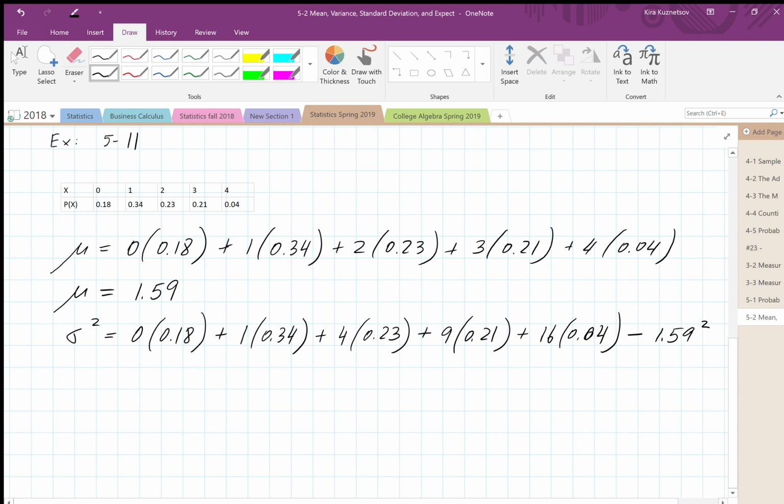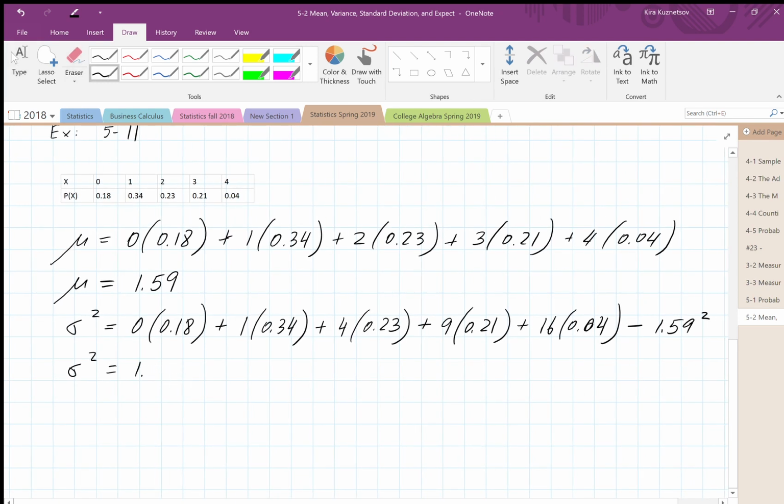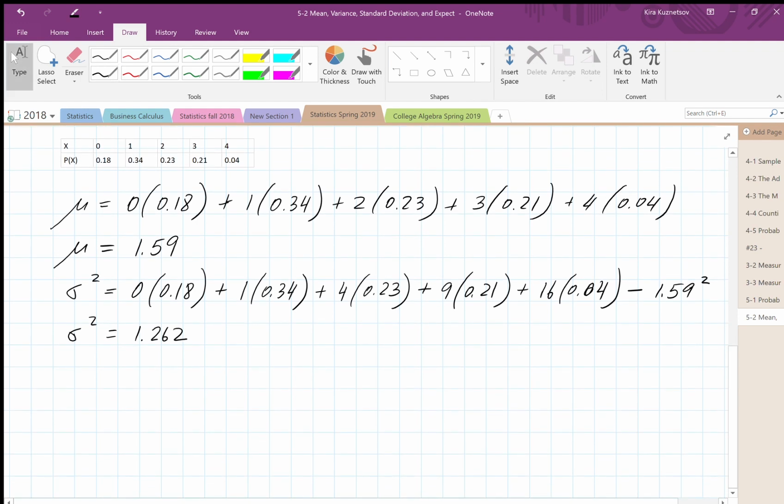Very carefully putting all of this into a calculator, you should be getting the variance equaling 1.262. Now if you need the standard deviation, you're going to take the square root of this number to get 1.123. Well, the standard deviation and the variance are very close because it's around 1. Square root of 1 is 1.